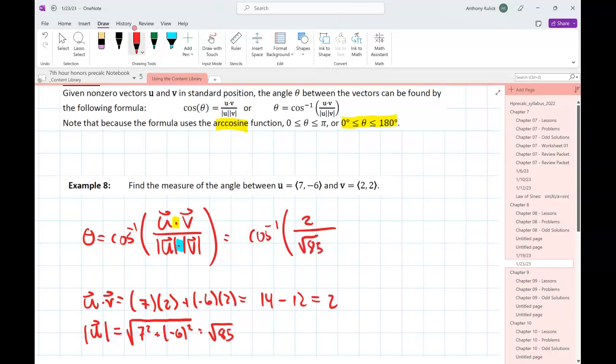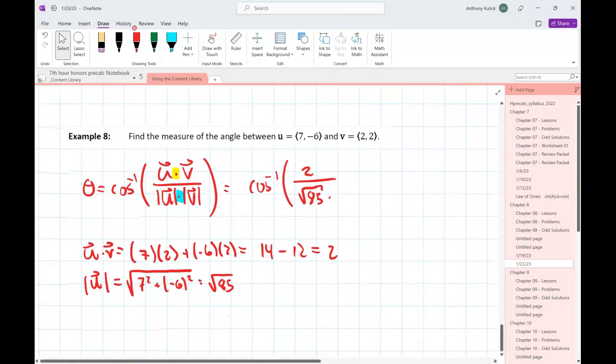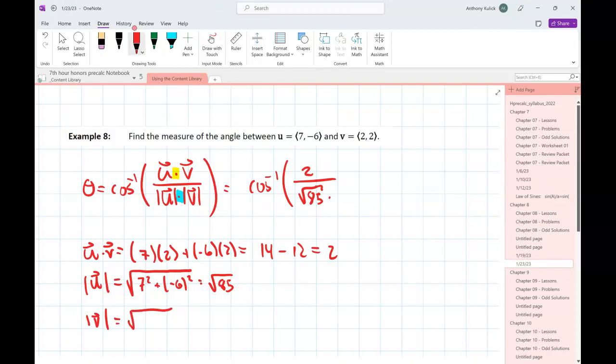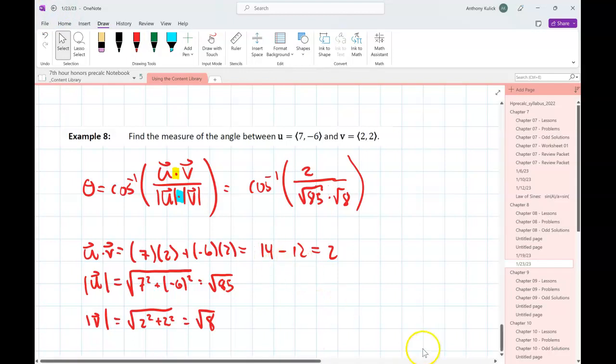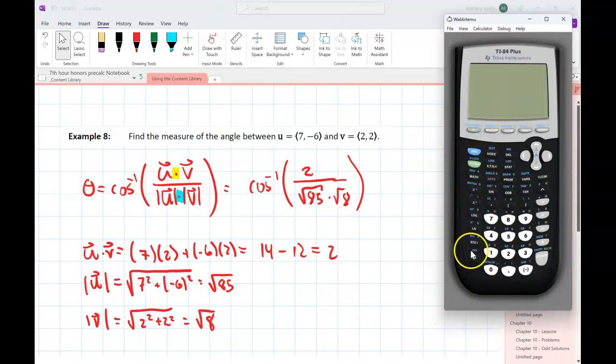Am I going to worry about reducing any of these radicals that I'm creating here? No, because they're going into the cosine inverse anyways. Who cares what they look like, right? It's all going in my calculator anyways. It's not a final answer. So I don't care if I can reduce the radical or not. I see the square root of 8 for the magnitude of v, which I know I can reduce, but I don't care because it's just going in my calculator anyways.